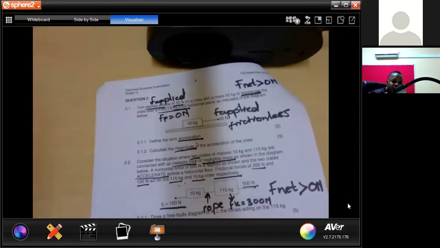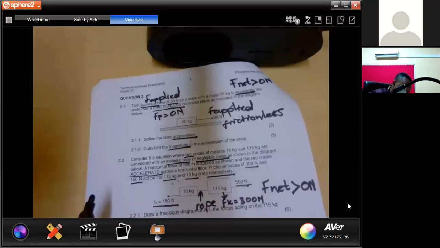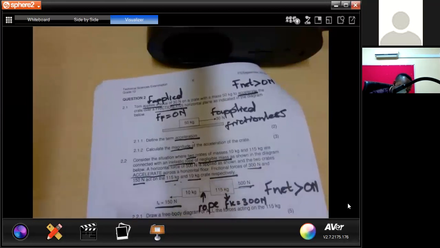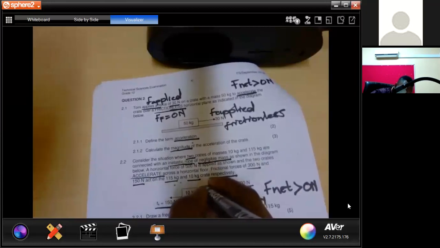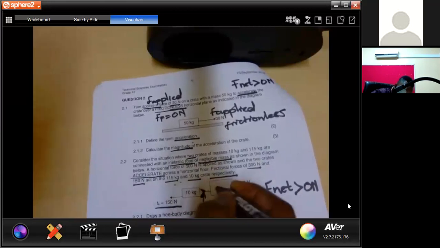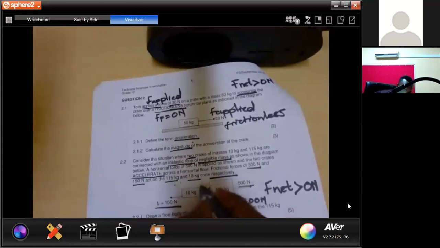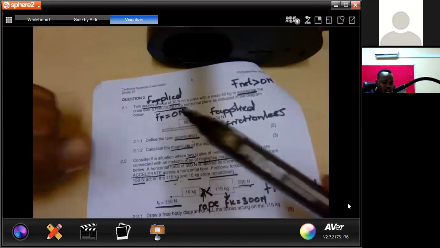Now, we know as well from term 1 that when I have two objects connected by a string, there is going to be tension that is created in the string, right? Or rather, here they tell us on the rope. And the tension, we always do it like this. On the 10 kilogram, it will go that way. On the 115 kilogram, it will go that way. So it will go in two different directions.